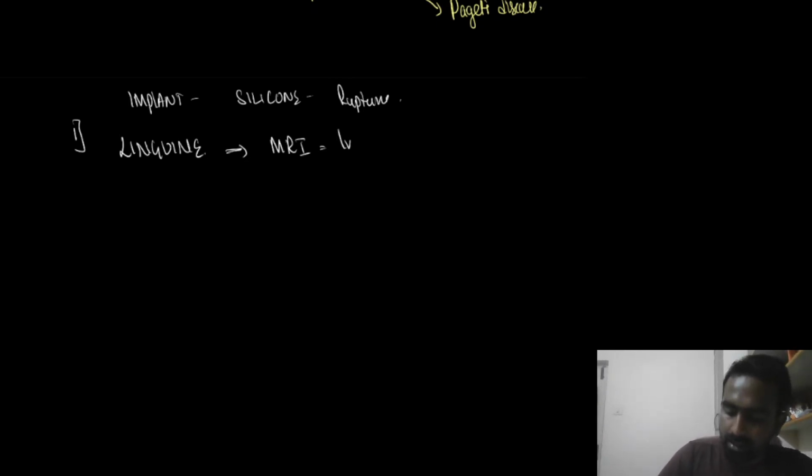So what are the important points? There are two important things in the MRI findings. One important finding is in case of implants, which are usually silicone implants, which undergo rupture. They form signs like the linguine sign, which is seen on MRI, which indicates intracapsular rupture of the implant.